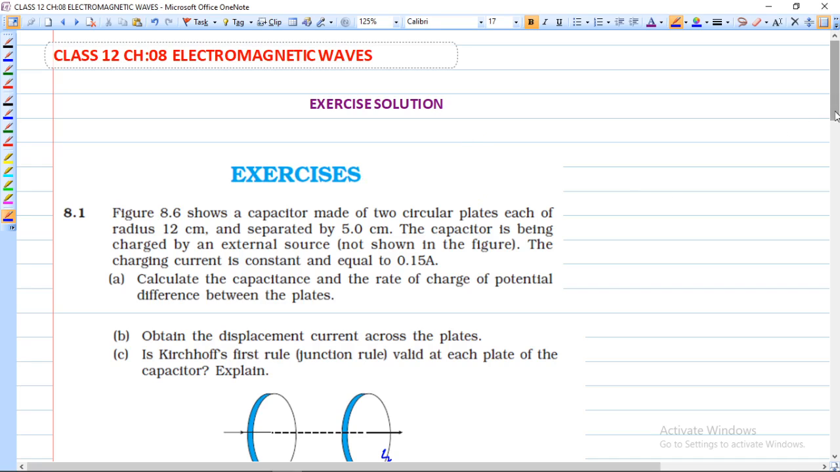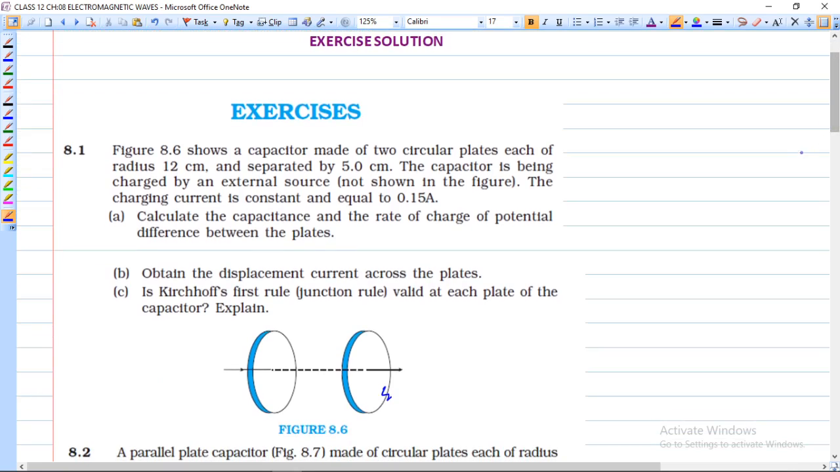We are going to solve this exercise. Okay, what is the first question? Figure 8.6 shows the capacitor made of two circular plates, each of radius 12 centimeter. R equals 12 centimeter, you can say 0.12 meter. Separated by 5 centimeter, means D equals 5 centimeter, you can say 0.05 meter.